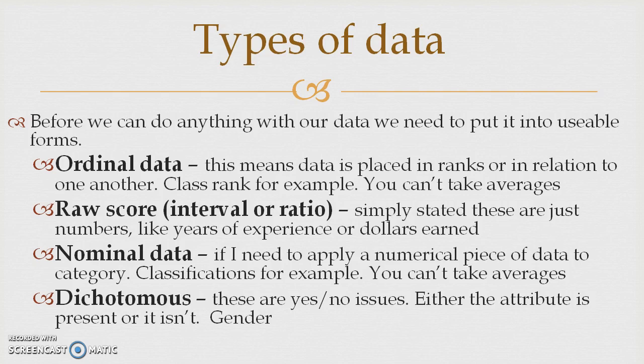But any nominal data that only has a two-option issue is called dichotomous. For example, gender: male or female. Or we could ask, do you have a job or you don't have a job? Or whether the person passed or failed. So that is called dichotomous data. We'll talk about data more for assignment 2 also.